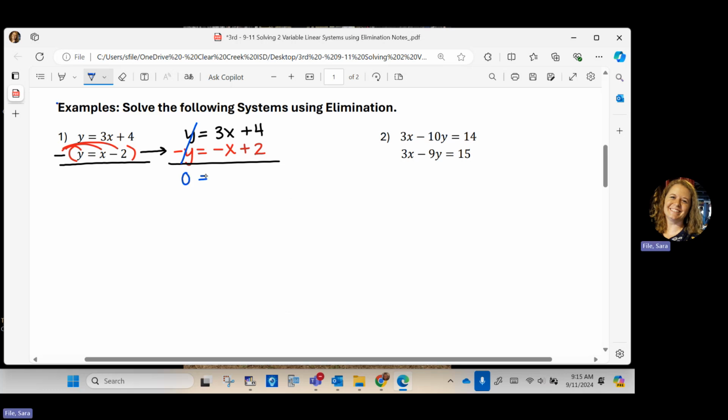Okay, what are the x's going to combine to? 2x.